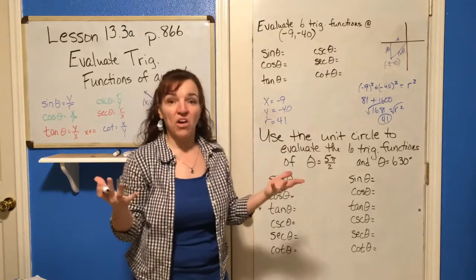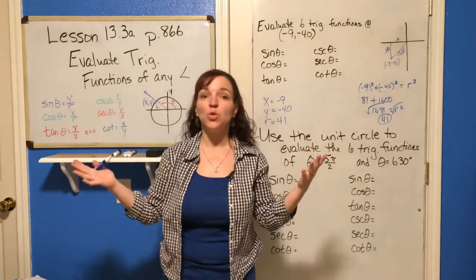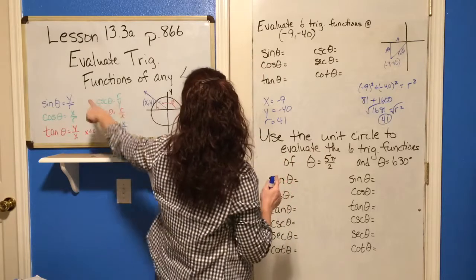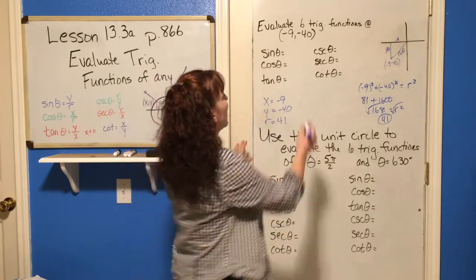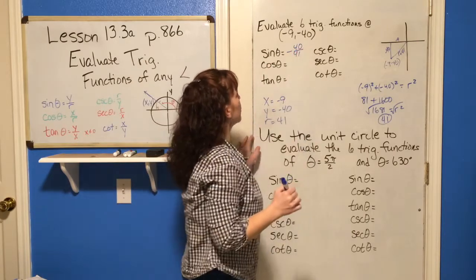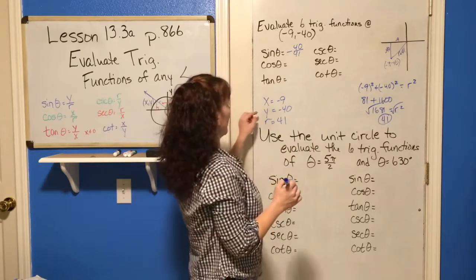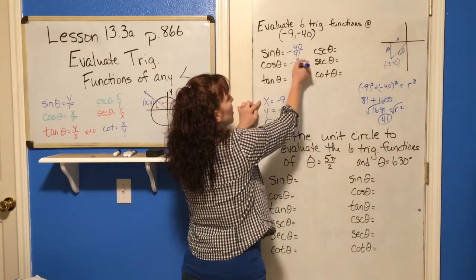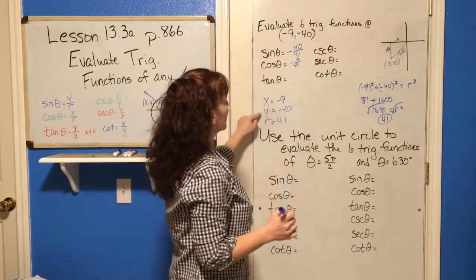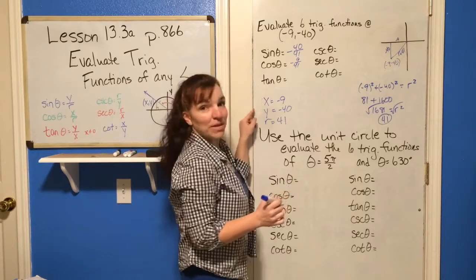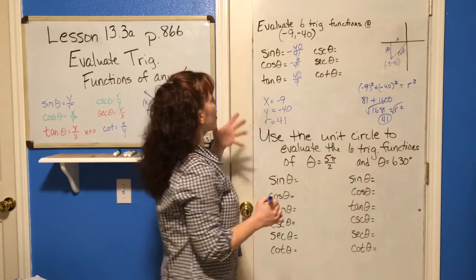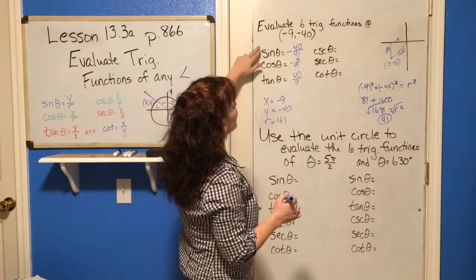Once we have those three parts, now it's just a matter of plugging them into what we know about the six trig functions. The sine is going to be y over r, so y is -40 over r, which is 41. Cosine is x over the radius, so x is -9, and that's over the 41. Tangent is going to be the y over the x, so -40 over -9 becomes positive, so 40 over 9 is your tangent. Cosecant is simply going to be the sine flipped.